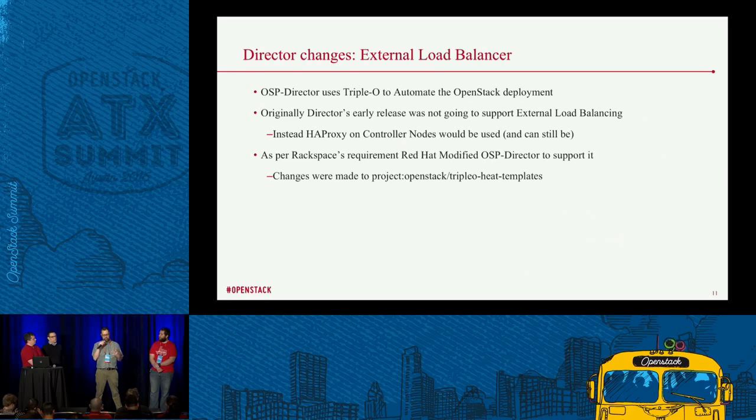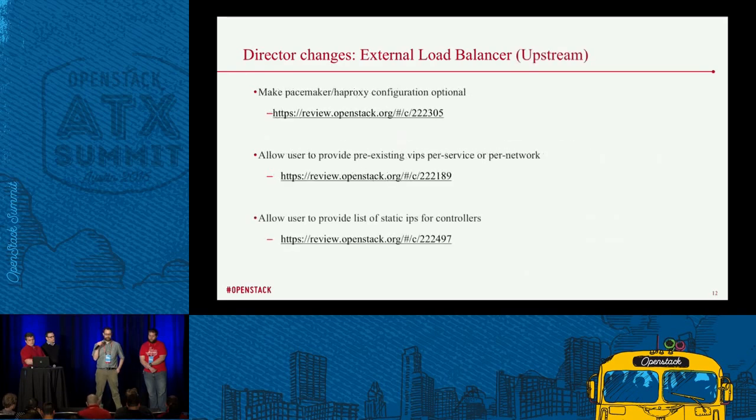However, it's important to Rackspace to decouple the load balancer from the control server, and therefore they use an external load balancer. So Director was modified to support this, and this resulted in 3 changes to OOO heat templates. The first, I mentioned HA proxy controlled by Pacemaker: when you do a deployment, that becomes optional. This is a patch to OOO heat templates so you can simply say in your heat template, I don't want to use this, I want to disable that.